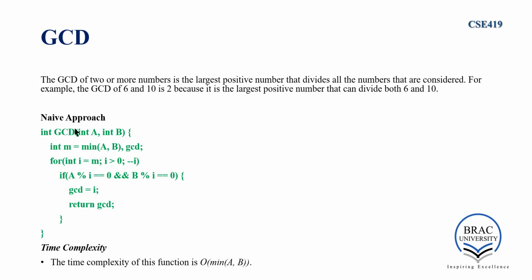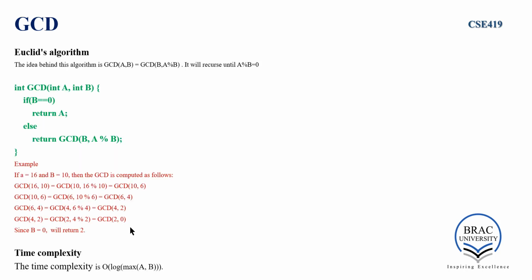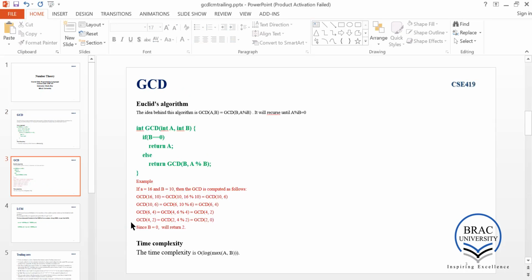And I will not support it if you follow this, because I am going to show you a better approach and this one is much more acceptable. So Euclid's algorithm actually follows that GCD of A, B equals GCD of B, comma, A mod B. How? Let's check until A mod B equals 0. So let's calculate something. Okay. Let's say 16 and 10.